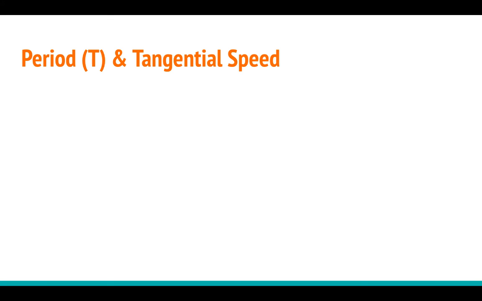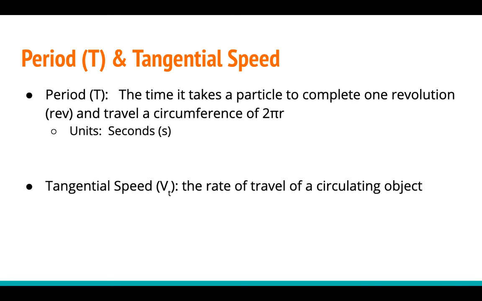Very similar to the period that we looked at in our previous unit of simple harmonic motion. The period is the time it takes a particle or an object to complete one revolution, which we abbreviate as rev. And that revolution is equivalent to the circumference of the circle, which we calculated in our last lab, right? Which is 2 times pi times the radius of the circle. So it's how long in seconds it takes an object to move around the entire circular path, aka the circumference of the circle. That's the period.